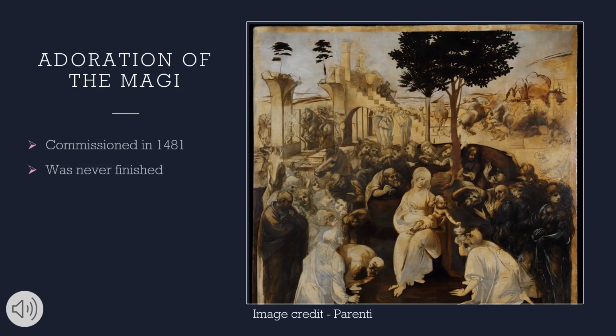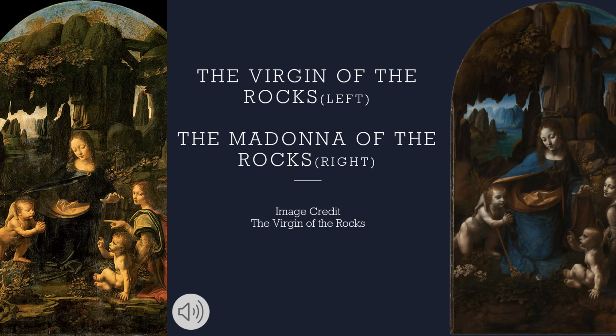Da Vinci received a commission for a painting from the Augustinian monks in 1481. This painting was to be a panel on the high altar in the church of San Donato outside of Florence, Italy. It is titled The Adoration of the Magi. He was interrupted when he had to leave to travel to Milan, and he never got to finish the painting. Some parts of the painting seem to be further completed than others.